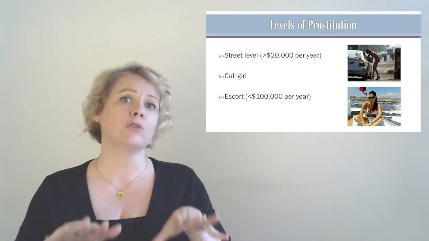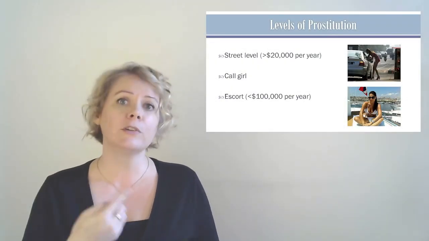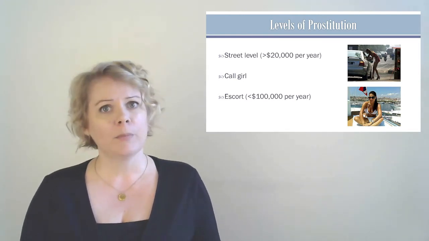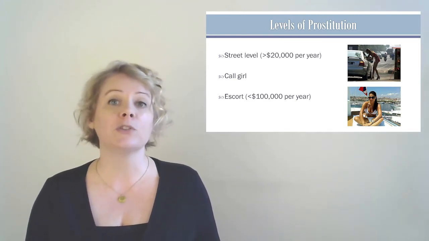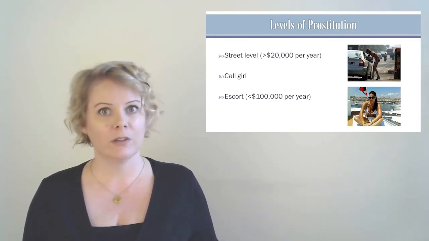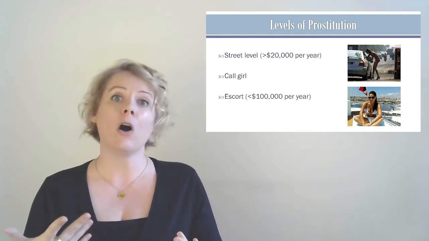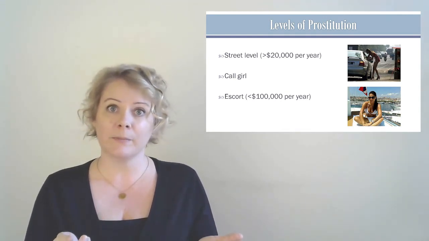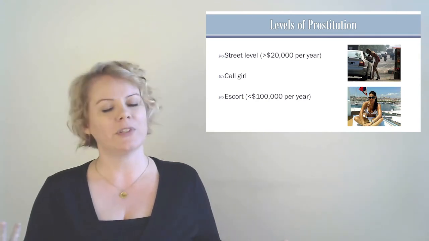It's also worth noting that there are a lot of levels of prostitution. Very often, we think of the sort of street-level prostitute, the person who's literally physically on the streets. They tend to make the least amount of money, probably less than $20,000 a year, but there's also a really high incidence of drug use among street-level prostitutes. The next level up would be kind of the call girl. Typically, they'll have a place where they operate and the clients will come to them. And the next level up, of course, the escort.